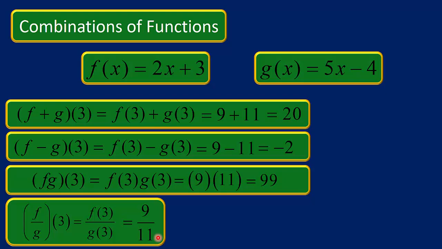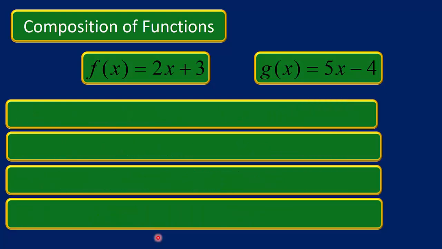Okay, so that's how we can deal with combinations of functions. Those are some of the types of problems that we would need to address. Now, there's also composition of functions. So we have two functions here, and let's look at a composition. The notation would look like this.